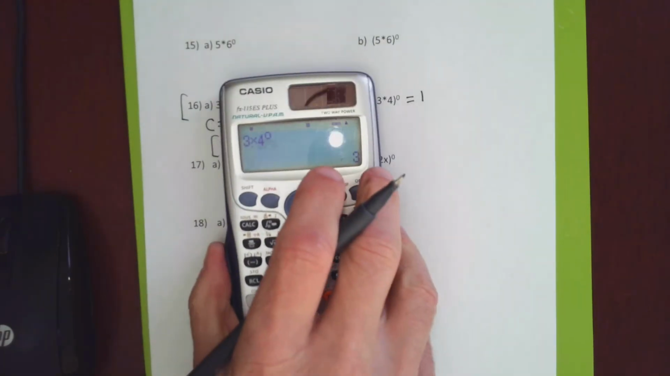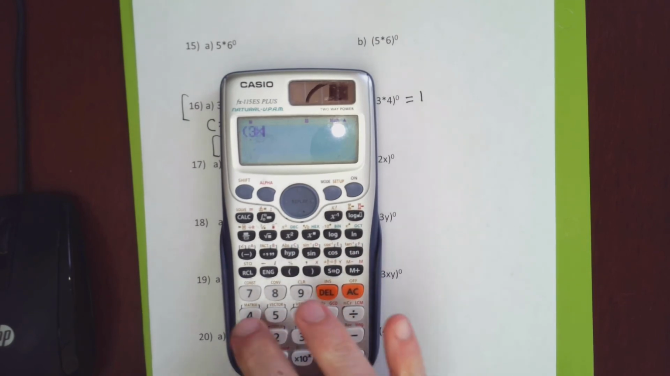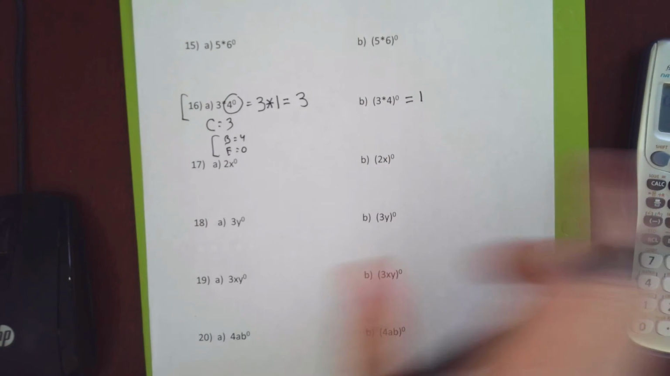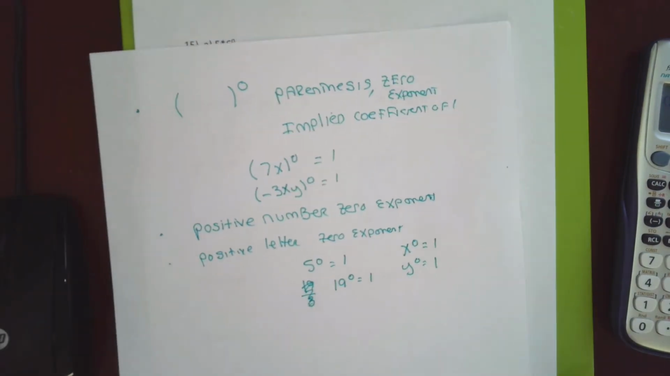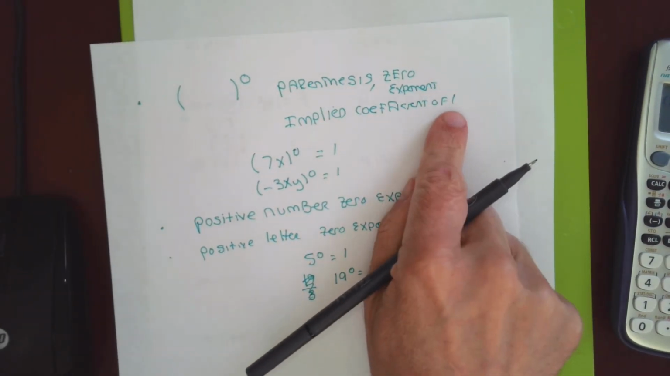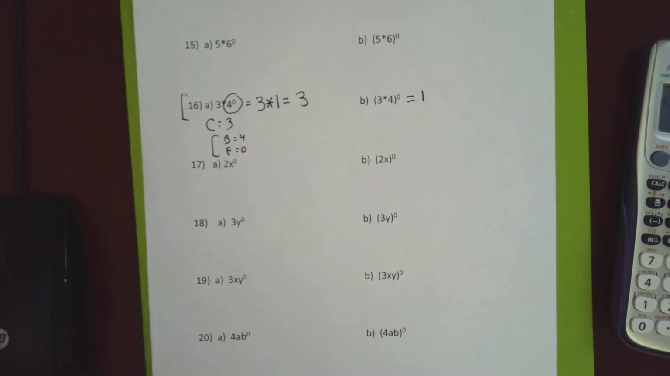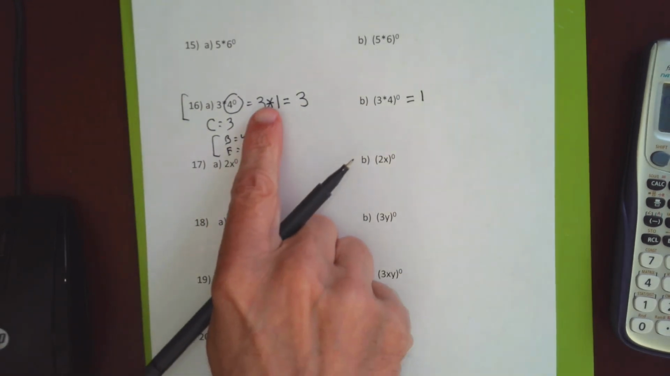That should be 0. And if I did this on my calculator, 3 times 4 exponent 0, it's equal to 1. So a parentheses with a 0 exponent and nothing to the left of the parentheses, which is an implied coefficient of 1, that's always 1. Single numbers, single positive numbers, single positive letters, 0 exponent, equal 1.